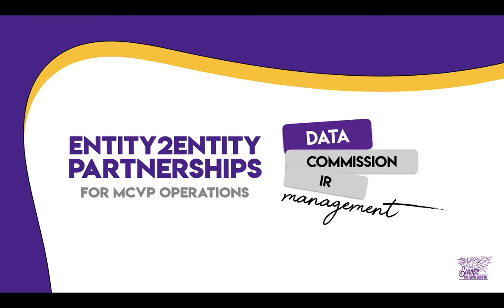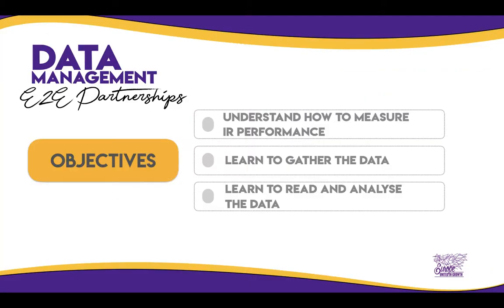We're going to talk about data management, especially entity-to-entity partnerships and how to do all the analysis to check that we are working together with our IR partners. So the objectives for this phase are to understand how to measure IR performance, learn how to gather the data, and of course learn how to read and analyze the data.